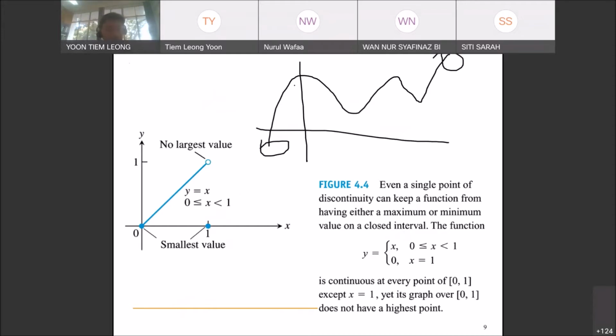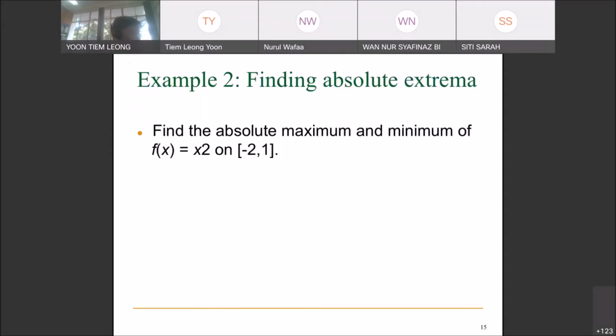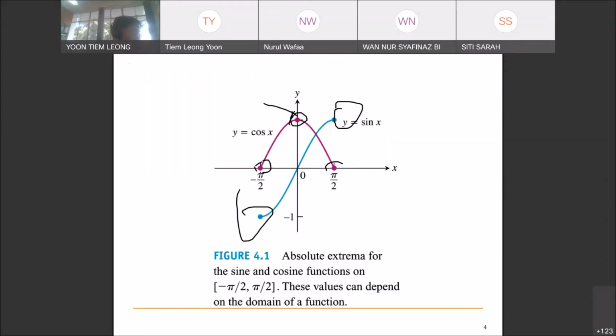Now, could you have a situation where you have a function which is continuous within a and b, where you have more than one absolute maximum? The answer is yes. Let's see if I can find any examples here. No, maybe I just have to invent one myself. So let's say I have a function that is something like this. I just want to find an example where you have two local extremums. So this is an example where you have two absolute extremums, right?